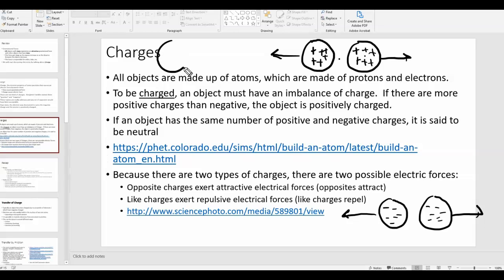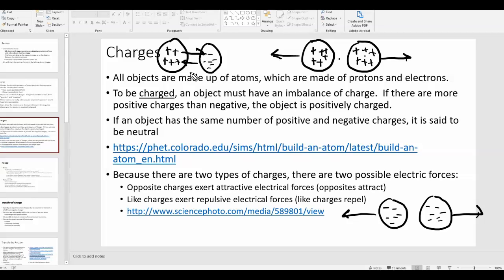However, if you have one object that has a positive charge, and then one object that has a negative charge, it turns out that they actually attract. They actually pull together. They experience an attractive force. Okay, so gravity is always attractive, but the electric force can be either attractive or repulsive depending on the charge of the objects that you're talking about.